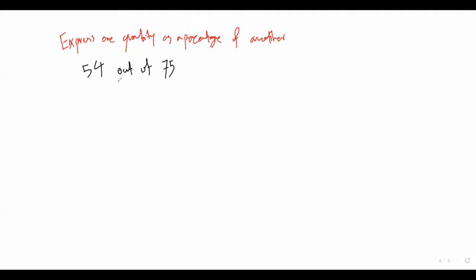So this is not "of". This is not 54 of 75. So it's not the matter of multiplication. As a matter of fact, it's the other way around. It's division. So when you see the "out of", the procedure is very straightforward. You have to write the first quantity as a fraction of the second quantity.